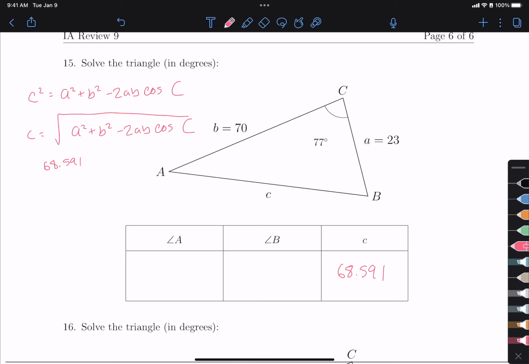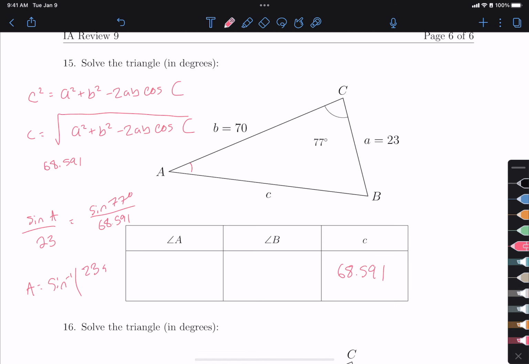And now I'm going to use the law of sines, right? So let's solve for this little angle A here. I know that sine of A over 23 is going to equal the sine of 77 degrees over 68.591, which means that A is the sine inverse of 23 sine 77 degrees over 68.591. And if I put this in my calculator, I'm going to get that this is 19.070 degrees.